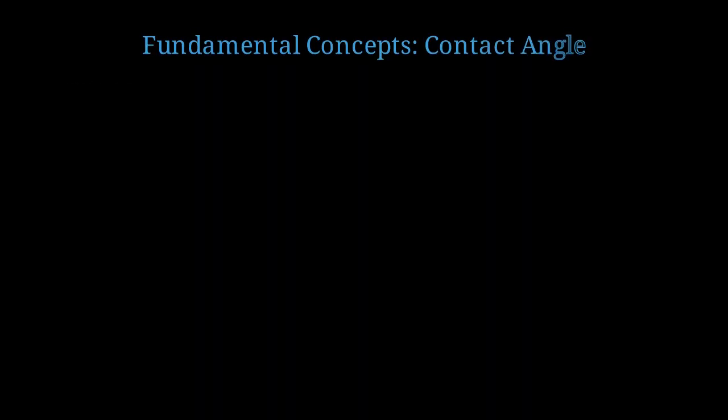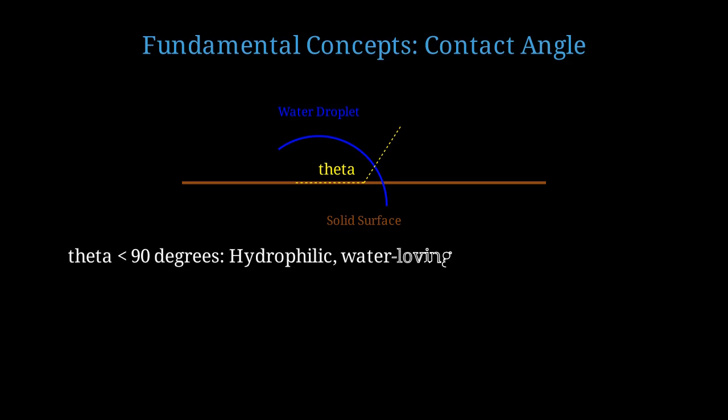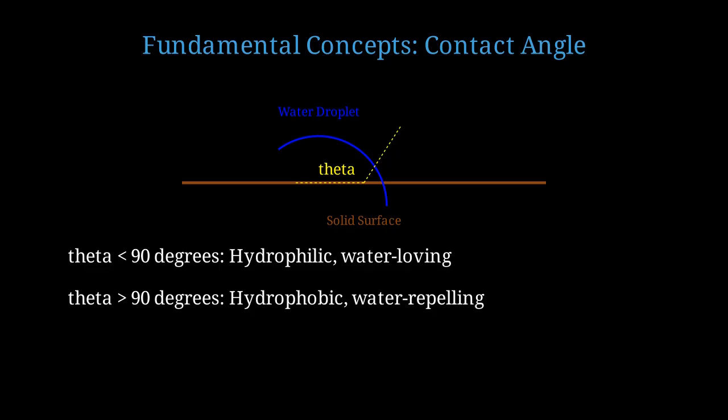Let's start with the fundamentals. How do we measure how much a surface loves or hates water? The contact angle theta is the angle between the water droplet surface and the solid surface. This single number tells us everything about wettability. If theta is less than 90 degrees, the surface is hydrophilic, meaning water-loving. The droplet spreads out. If theta is greater than 90 degrees, the surface is hydrophobic, meaning water-repelling. The droplet beads up.